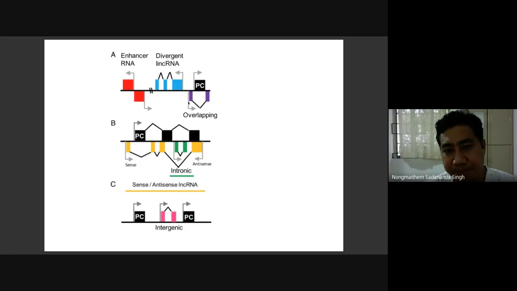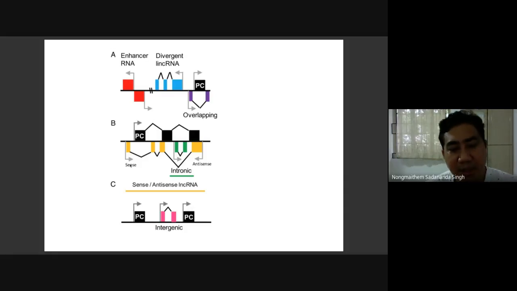The long non-coding RNA being transcribed spans from the coding region, the exonic region, these black bars here. Both the exonic and intronic regions are transcribed. In one way, overlapping long non-coding RNAs contain both intronic sequences as well as exonic sequences in the same long non-coding RNA. So it is a mix, not truly intronic, but when it is transcribed only from the intronic region, we have intronic RNAs.